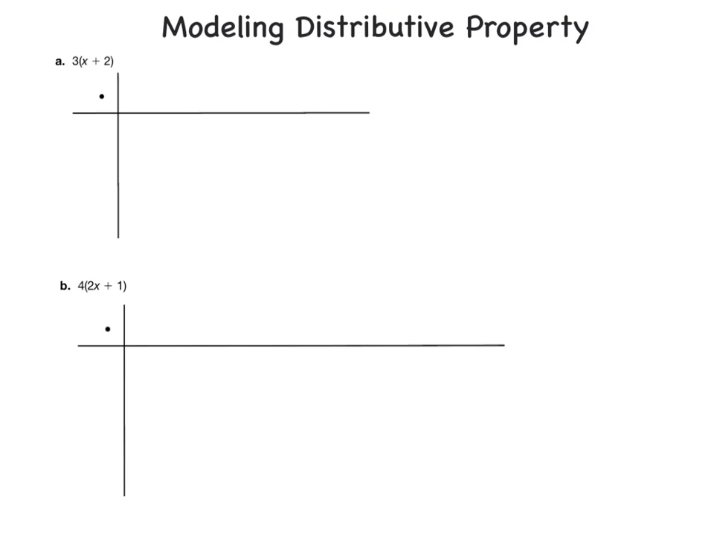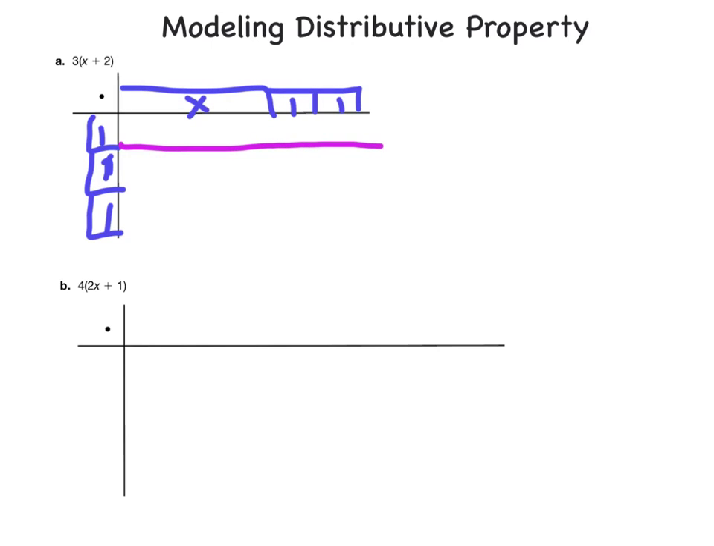Okay, let's create some models on our own this time, based on the example we saw before. So over here on this side, what am I multiplying by? I'm multiplying by 3, so I need 3 boxes. 1, 2, 3. And then up here I have an x, but then I also have 2 boxes. So I need to represent this 3 times is what this is telling me.